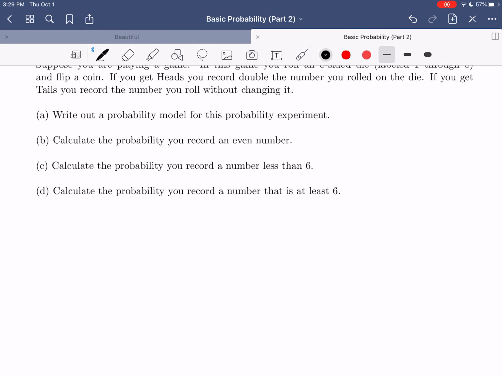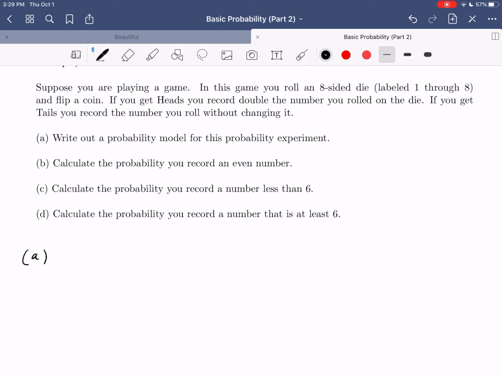All right, so what makes this different? Well, not too much, except that it might be a little bit harder to think of all the different outcomes here, because we've got this die and this coin, but ultimately we don't care about what happens only on the die or only on the coin. We care about the result, whether or not the number has been doubled, or what number it is after we don't double it.